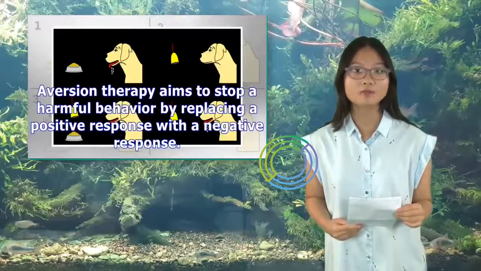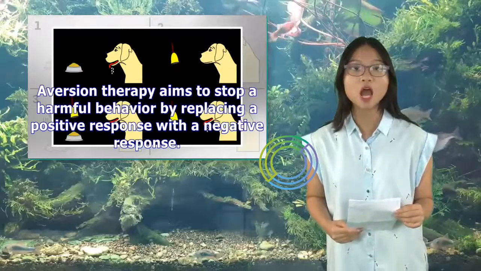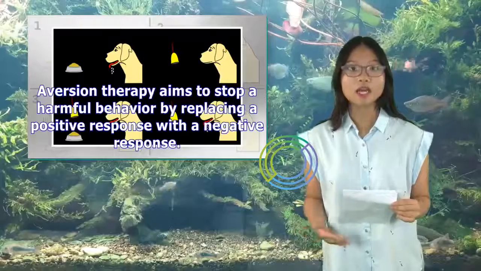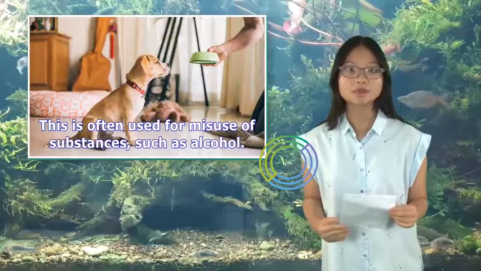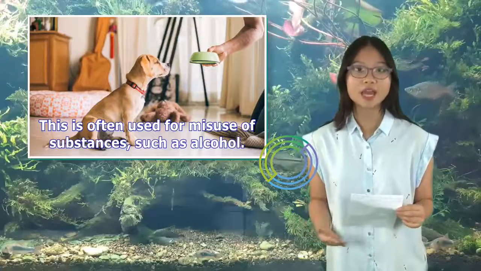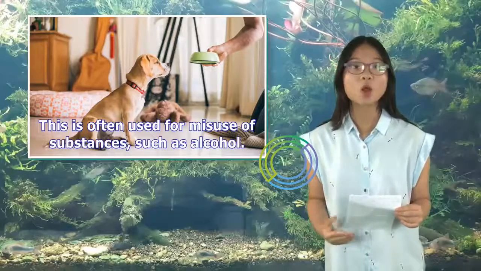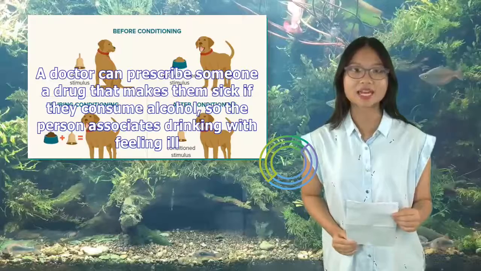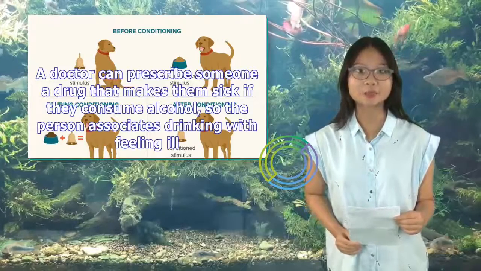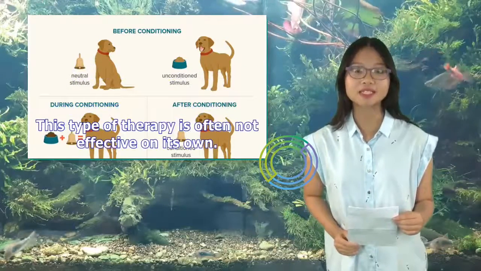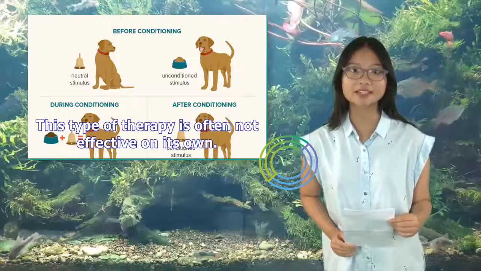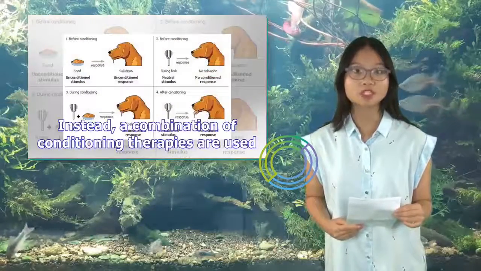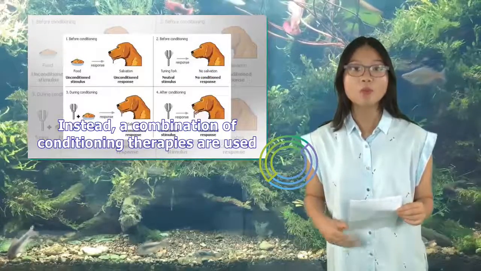Aversion therapy aims to stop a harmful behavior by replacing a positive response with a negative response. This is often used for misuse of substances, such as alcohol. A doctor can prescribe someone a drug that makes them sick if they consume alcohol, so the person associates drinking with feeling ill. This type of therapy is often not effective on its own. Instead, a combination of conditioning therapies are used.